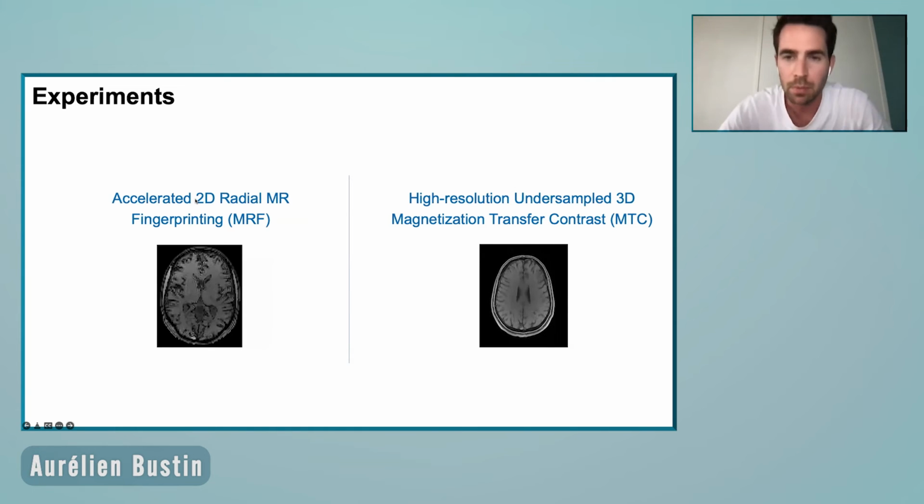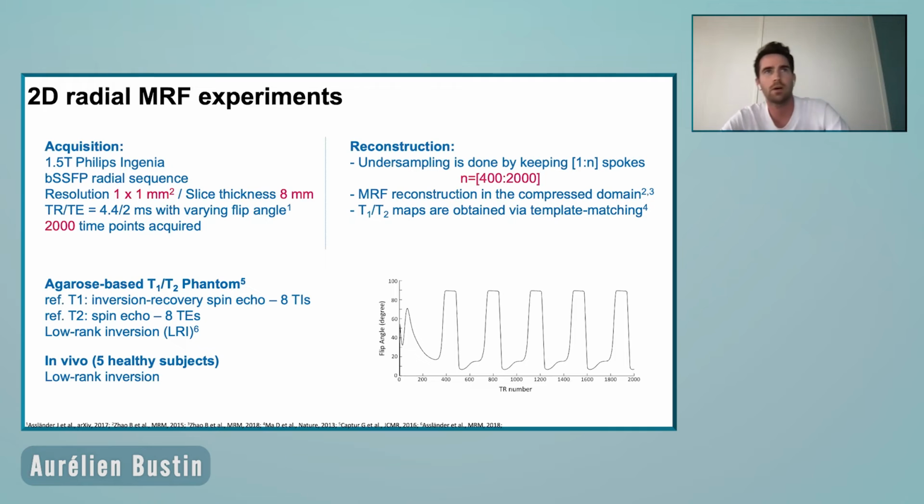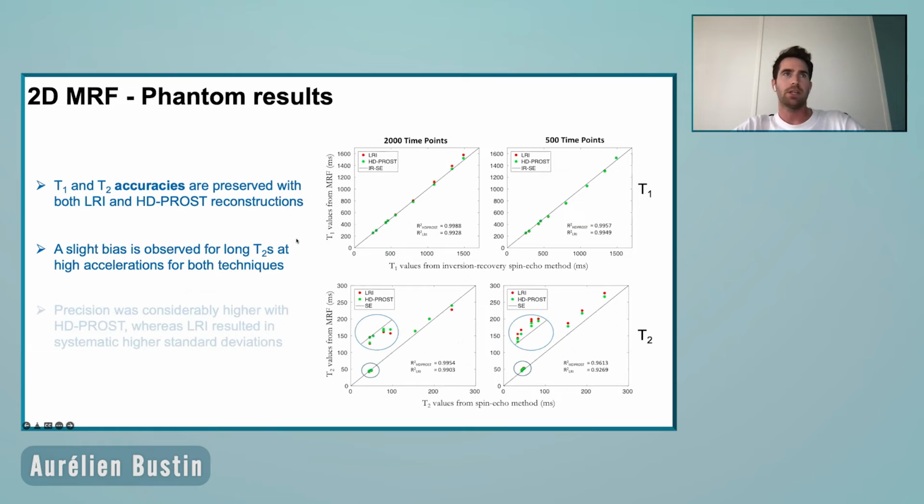So I'm going to show you a couple of examples. The first example is for fingerprinting, 2D fingerprinting. And in this experiment, we collected 2,000 time points in a continuous acquisition by just varying the flip angle. And that's the flip angle diagram that we've used in the scanner. And we've compared HD-PROST with the conventional low rank inversion, LRI, that is quite established in the field. And with this application, so it was done on brain MRI, we could extract T1 and T2 maps out of all these time point images.